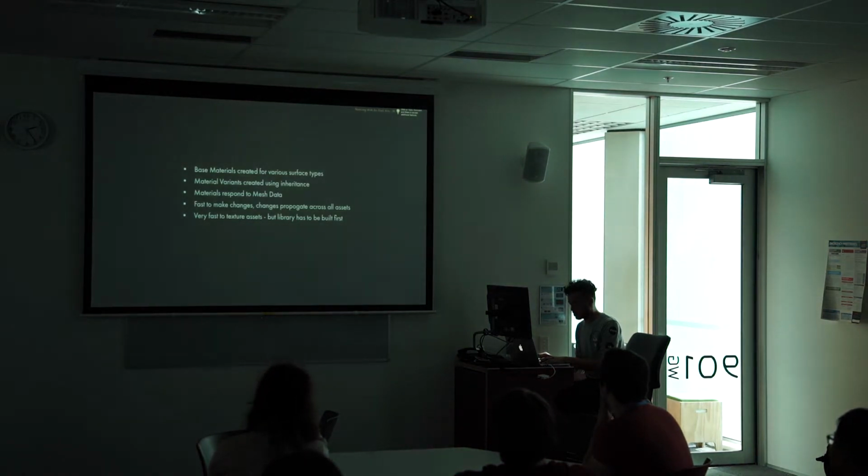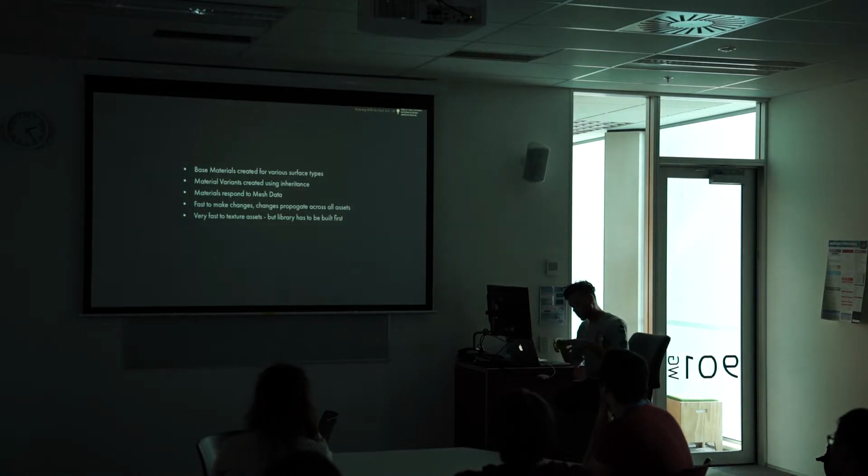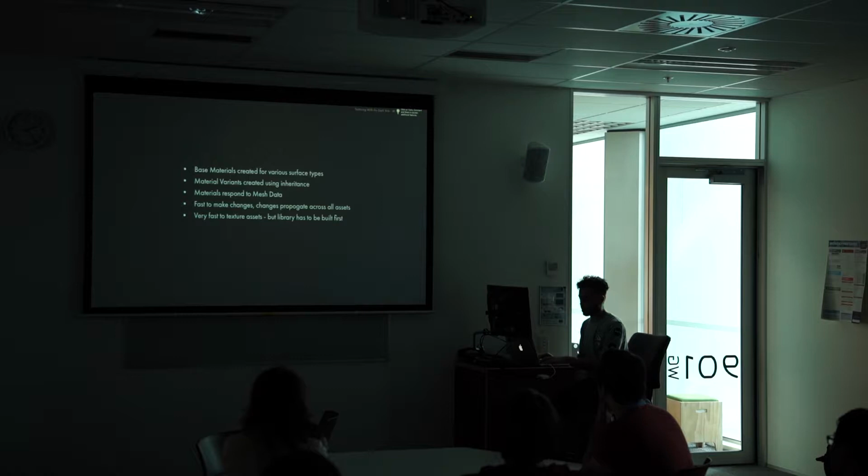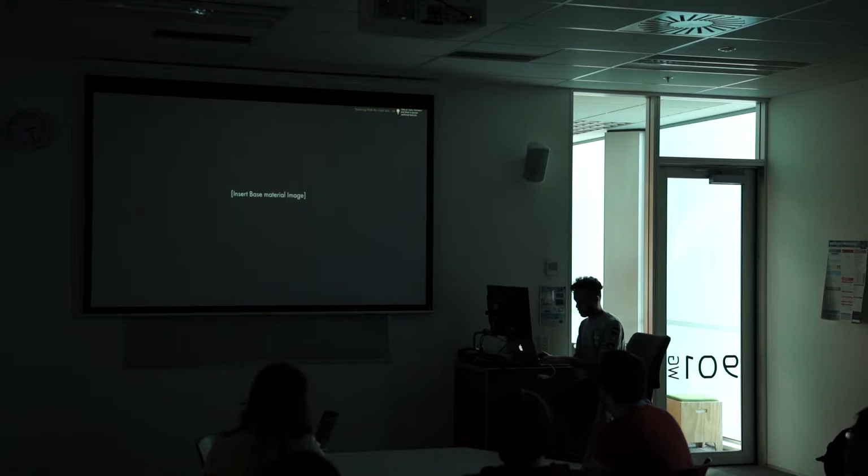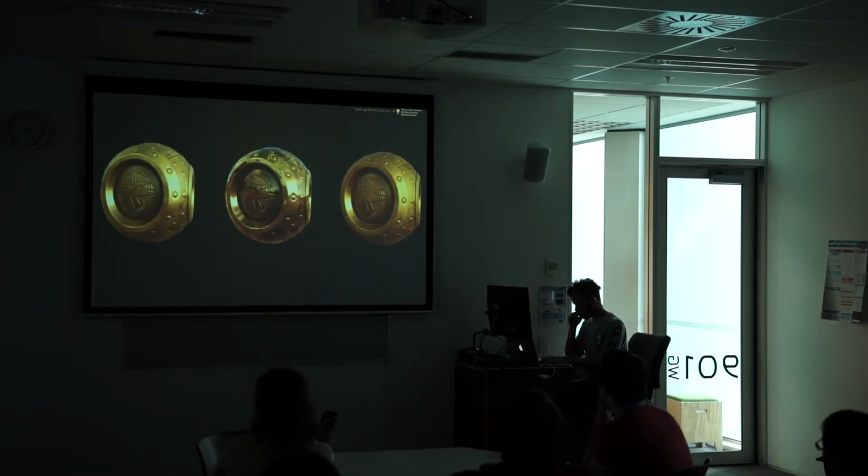It's fast to make changes. I love the fact that assets can be using these material graphs, and you just update that one graph and it updates everything. And it's very fast to create assets once you've got your library built, of course. I'll go through what I do for a library, but once you've got your library done, it's very, very fast to process assets, but you have to have that library done first.